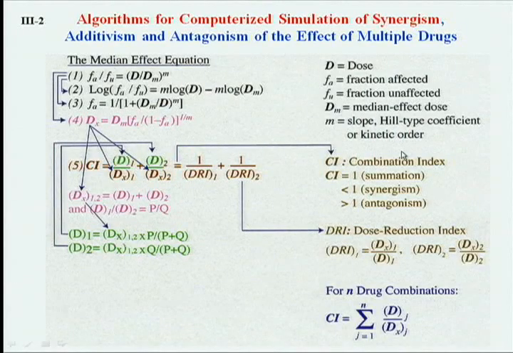This is the algorithm for computer simulation, how all that report is generated. The median effect equation is rearranged. From dose, you can calculate effect. From effect, you can calculate dose. This combination index equation was derived by Chou and Talalay, and this dose reduction index, by substitution, and then it comes out as combination index or dose reduction index. And this can be not only for two drugs, it can be for N drugs.